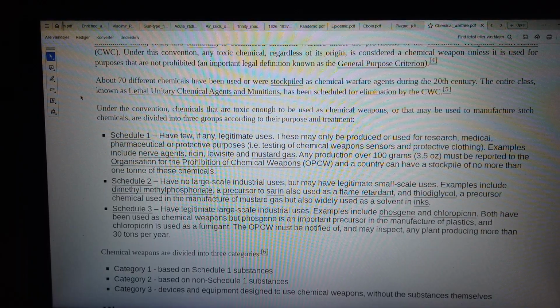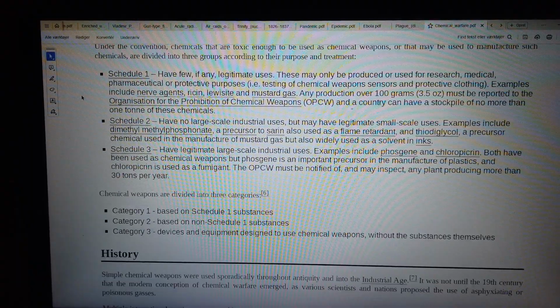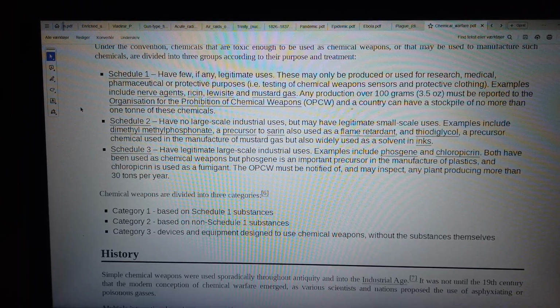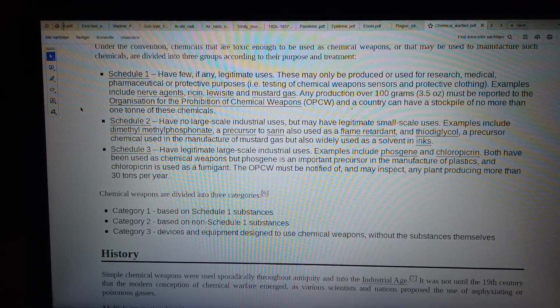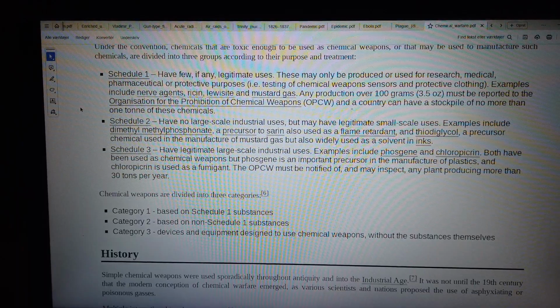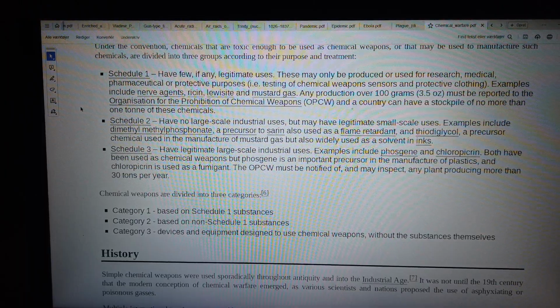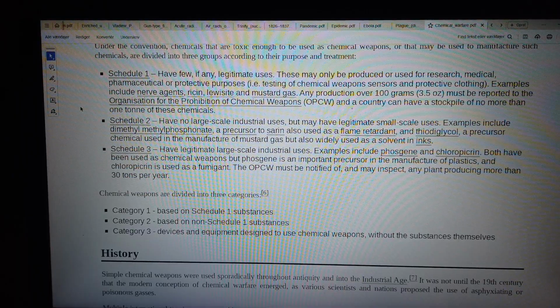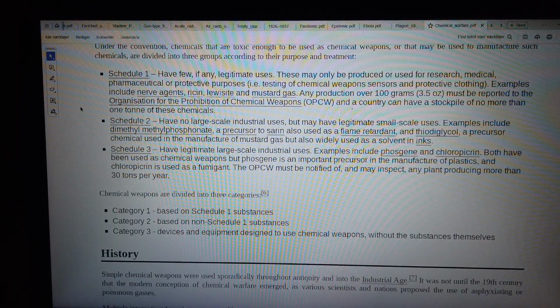Schedule 1 chemicals have few, if any, legitimate uses. These may only be produced or used for research, medical, pharmaceutical or protective purposes, i.e. testing of chemical weapons, sensors and protective clothing. Examples include nerve agents, ricin, lewisite and mustard gas. Any production over 100 grams, 3.5 ounces, must be reported to the Organization for the Prohibition of Chemical Weapons, OPCW, and a country can have a stockpile of no more than 1 ton of these chemicals.